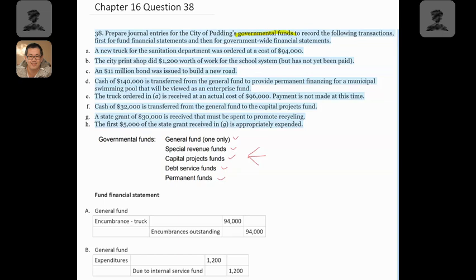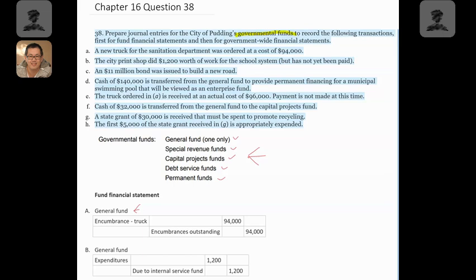Transaction A. A new truck for the sanitary department was ordered at a cost of 94,000. This is for the general fund, and we debit encumbrance and credit encumbrance outstanding 94,000. Both are particular accounts which we have introduced in prior videos. Those are for the purchase order.